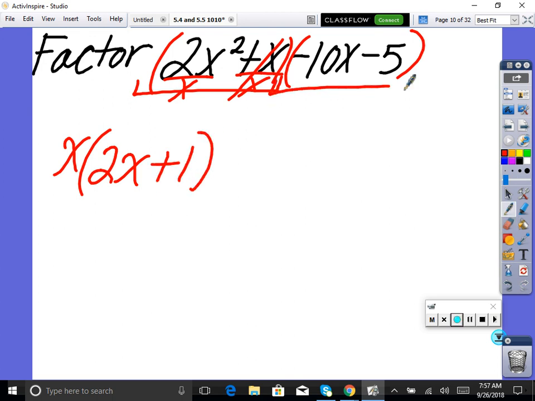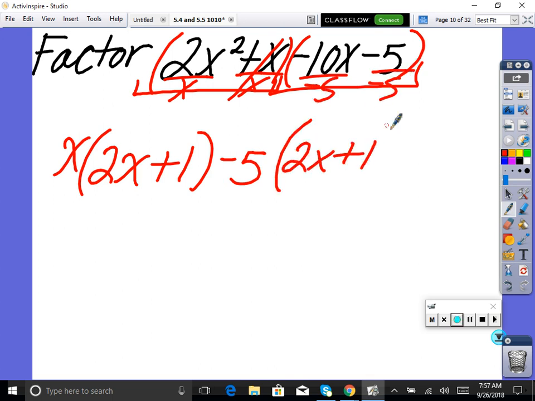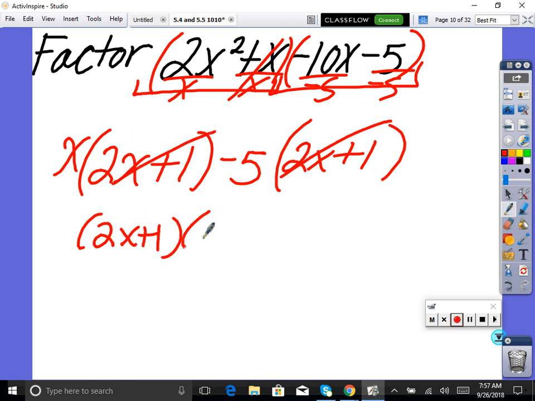Then right here we pull out negative 5. Divide by negative 5. Divide by negative 5. So then left is 2x plus 1. It's the same. Pull out 2x plus 1. It divides out, leaving me with x minus 5.